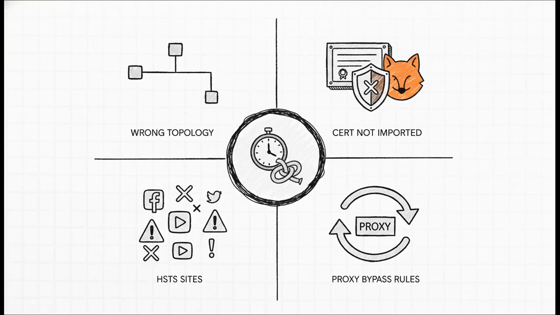And here are the other big time wasters, just to recap. We've got the wrong topology, which we just covered. We have importing the certificate to the OS, but not to Firefox's own store. Another big one is trying to test with Google or Facebook first, sites with heavy security that complicates things. Start simple. And finally, just forgetting to check for any proxy bypass rules that might be silently sending your traffic around Burp.